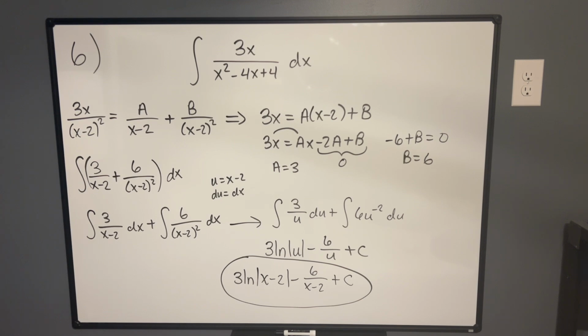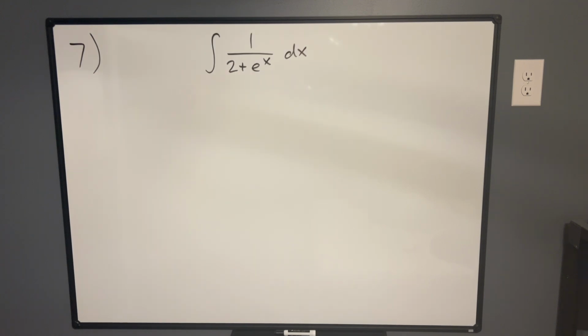So now I think is where this really gets tricky. So we're going to go ahead and start on number 7. All right, so here's integral number 7. So we have the integral of 1 over 2 plus e to the x dx.